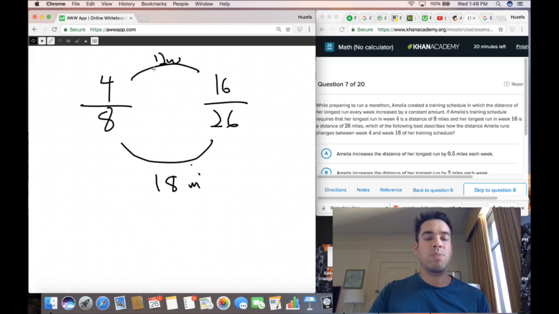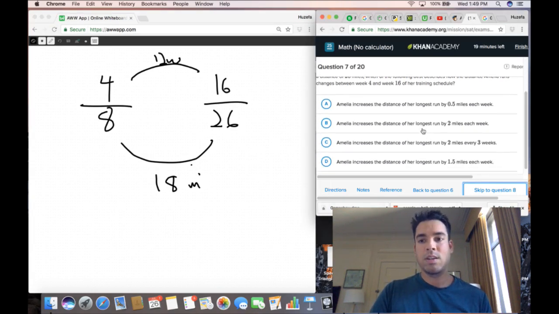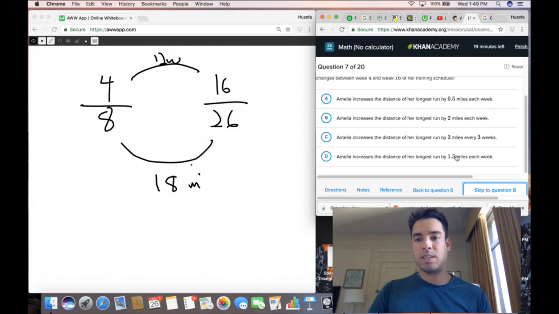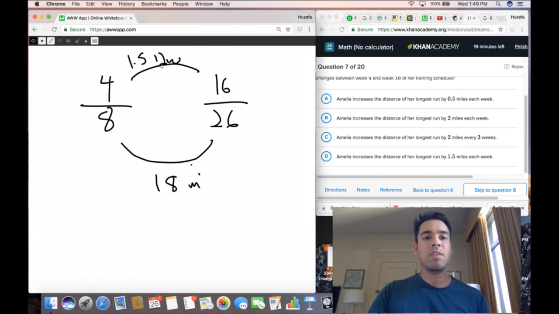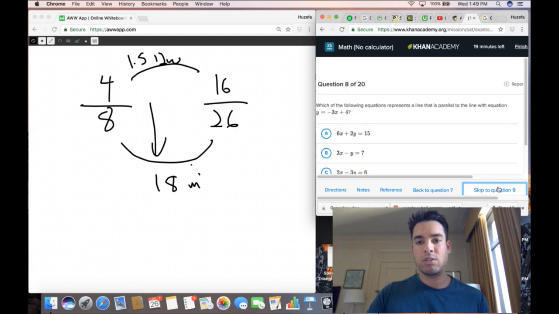So it's clearly not going up 1 mile per week, right? That would be 12 miles. It's not going up 2 miles per week. That would be 24. It's not going up half a mile because that would only be 6. This one doesn't make sense, but it's going up 1.5 because 1.5 times 12 will give you 18. So 1.5 for the first, 3 for the second, and so on. It's D.